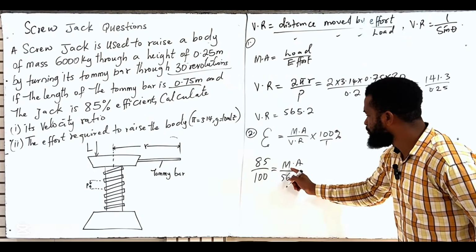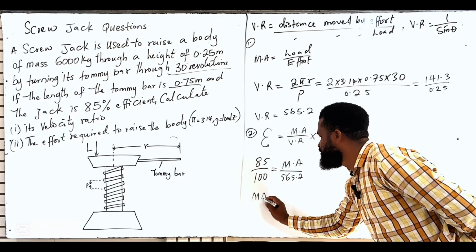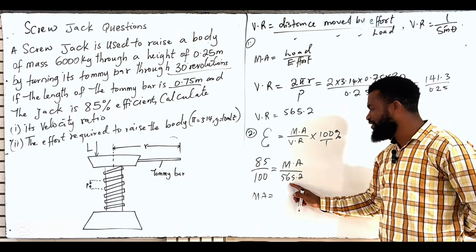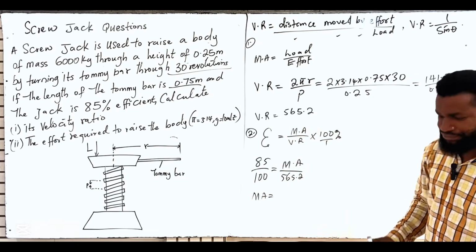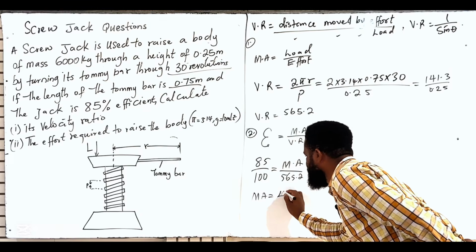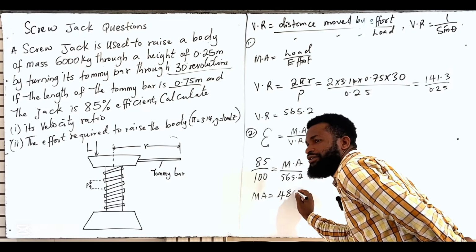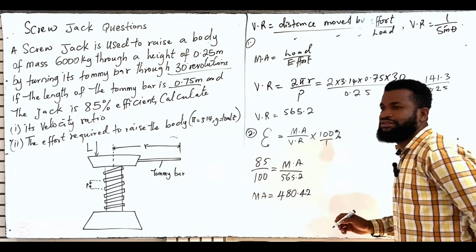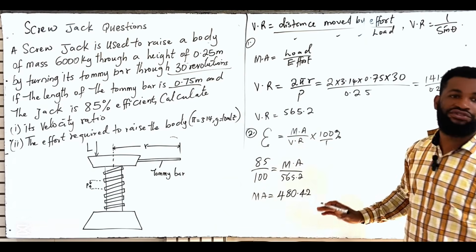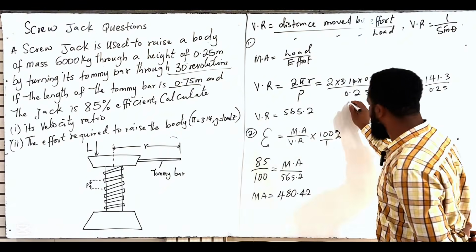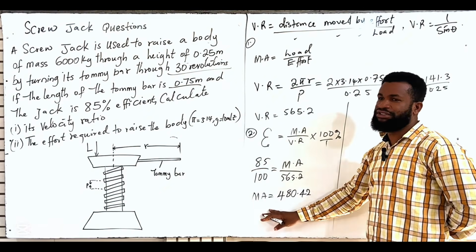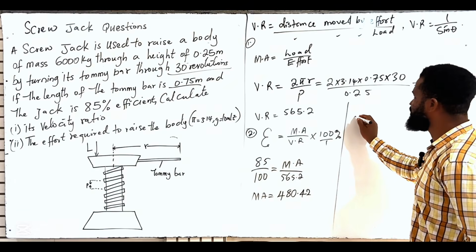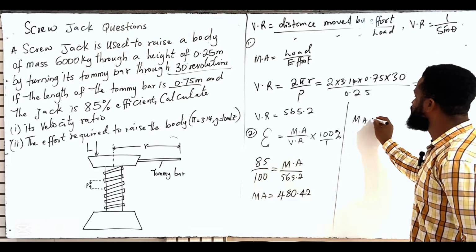So let's go. I'm going to say that mechanical advantage is going to be this times 85 divided by 100. 85 times 565.2 divided by 100. What's the answer? 480.42. Everything. Okay. So there is also no unit. So I have found my mechanical advantage. I can now find effort.